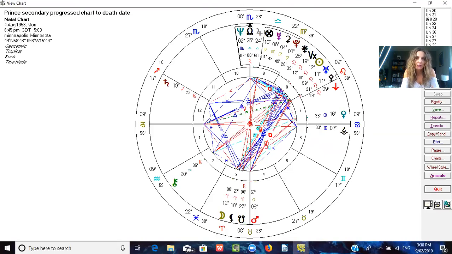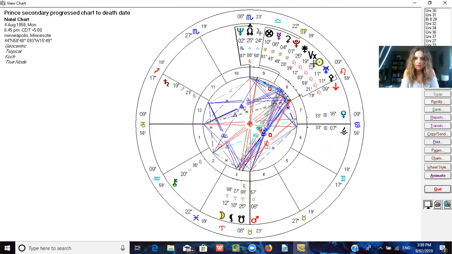Hence, this is a secondary progress chart, which mirrors what was happening 58 days after his birth via a secondary progress method. I'll just leave it at that without explaining any more, just to hopefully help you understand a little bit if you're not familiar with secondary progressions, because they are very advanced. Anyway, what I want you to pay attention to here is the 4th house.